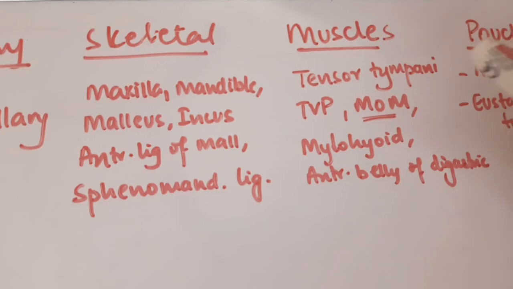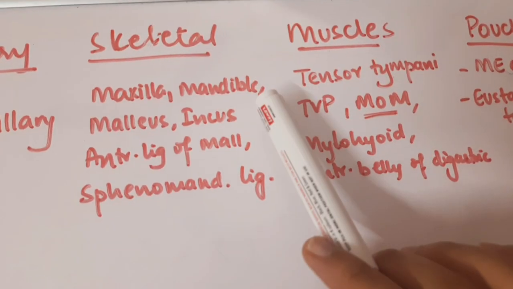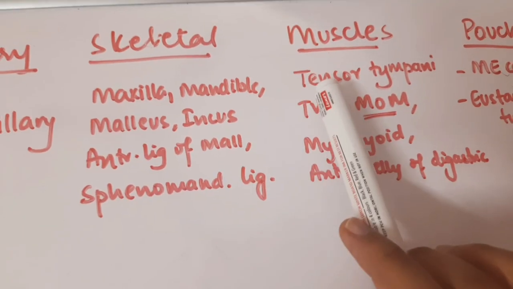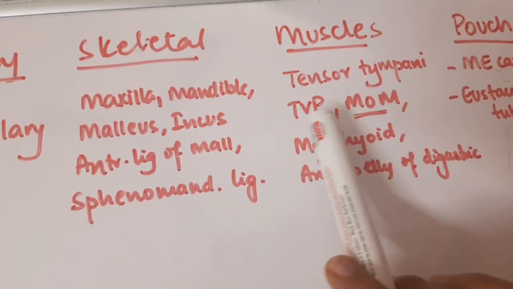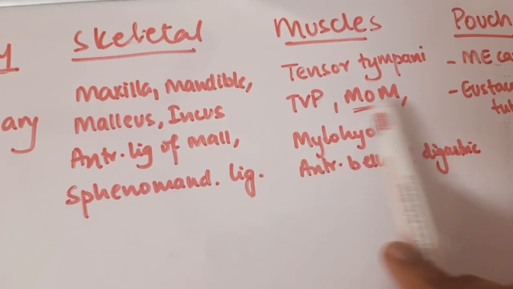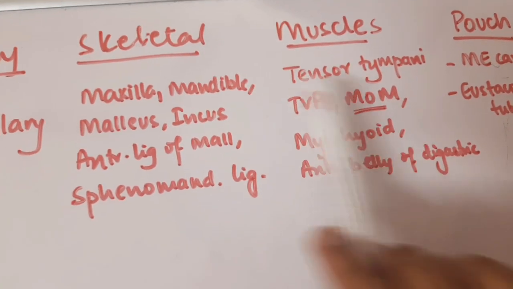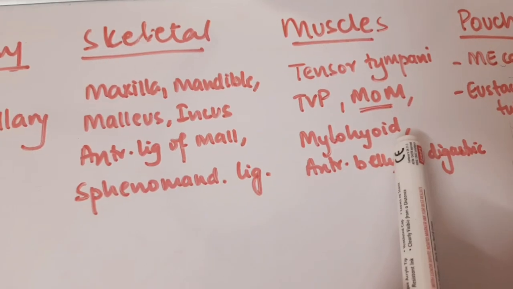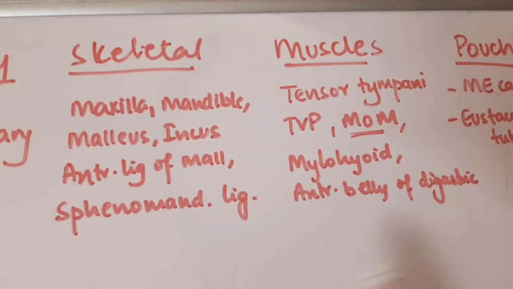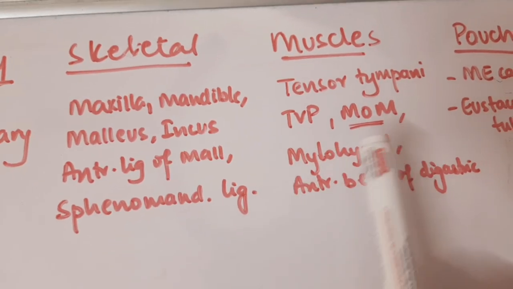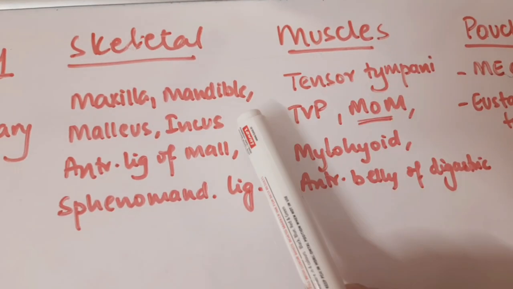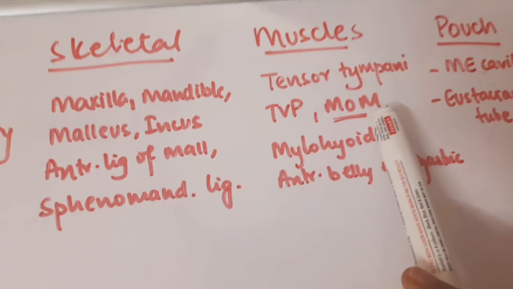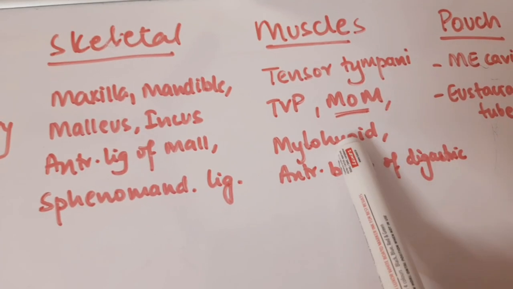Now if we look at the muscles, the tensor tympani muscle is present in the middle ear, and so this is a muscle that comes from the first arch. Then we have the tensor veli palatini, the muscles of mastication, which we know are related to the maxilla and the mandible. Then the mylohyoid muscle and the anterior belly of digastric. These are the muscles which come from the first arch: tensor tympani, which has a connection to the middle ear, the tensor veli palatini, muscles of mastication, mylohyoid muscle and anterior belly of digastric.